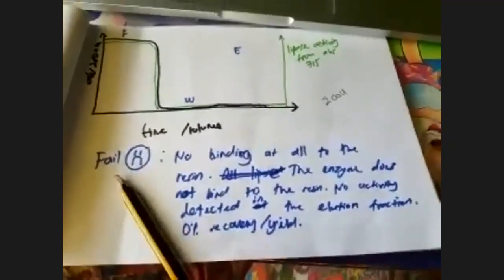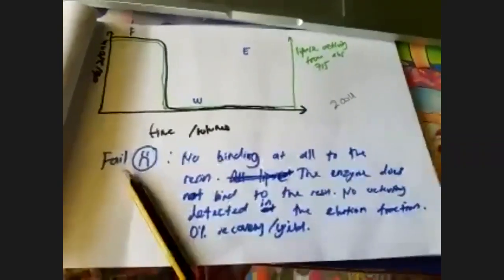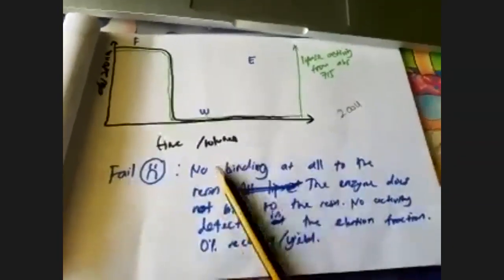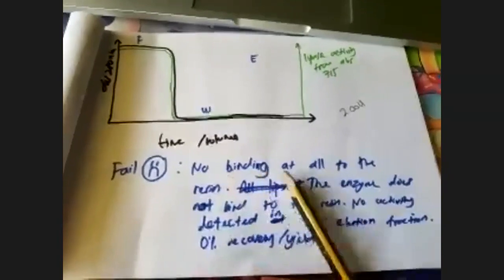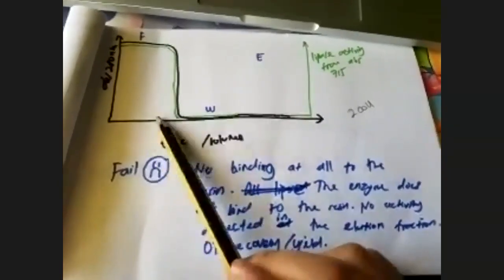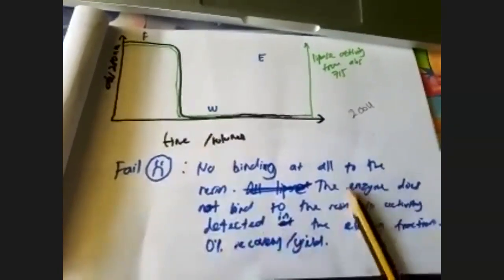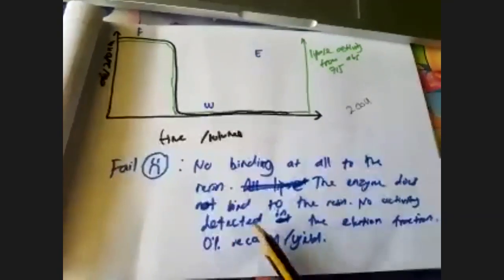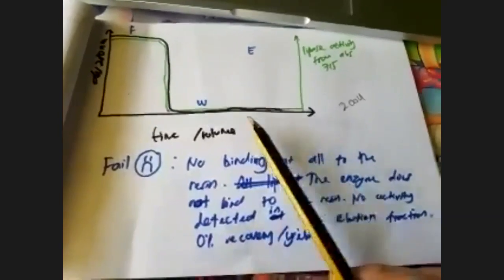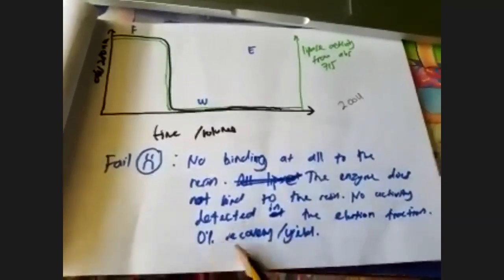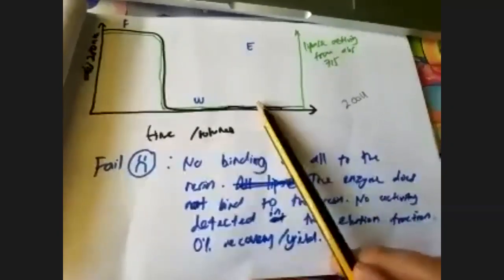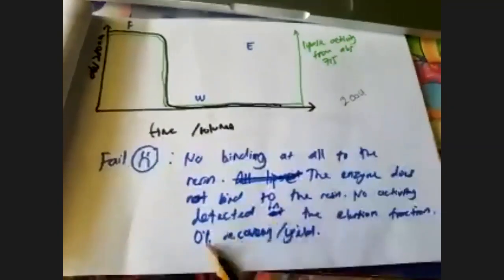Okay, fail sounds too rough. Maybe you can just say unsuccessful attempt to purify the protein. So what you can say here: no binding at all to the resin. There is no binding to the column, and the enzyme does not bind. No activity detected in the elution fraction. 0% recovery or yield. Of course, there's not. If there is nothing here, that means it is 0%.